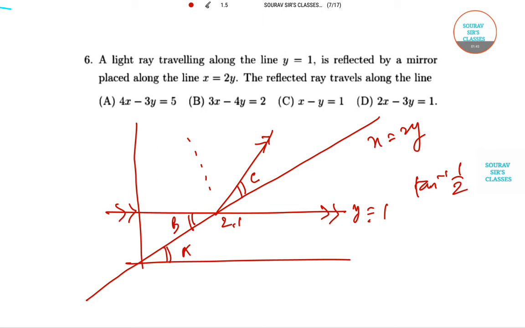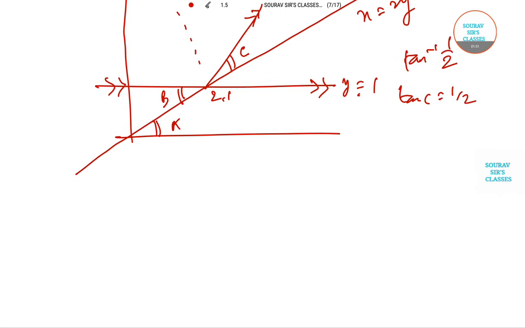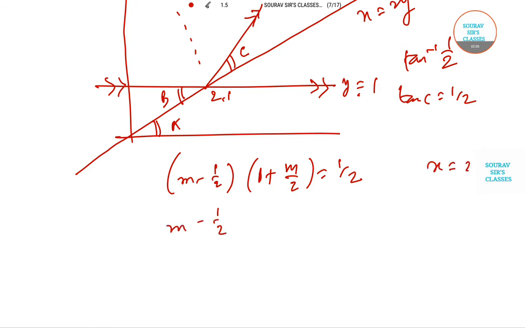So tan C equals half. Putting this in equation format, (m minus half) over (1 plus m by 2) equals half, where m is the slope of the reflected ray line and half is the slope of x equal to 2y. So it can be written as m minus half equals half plus m by 4. So 3m by 4 equals 1, or m equals 4 by 3. So m equals 4 by 3.